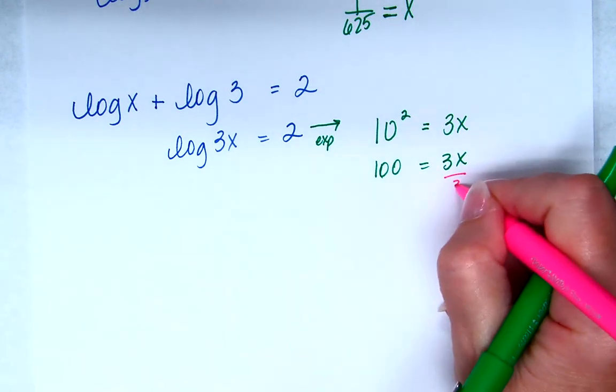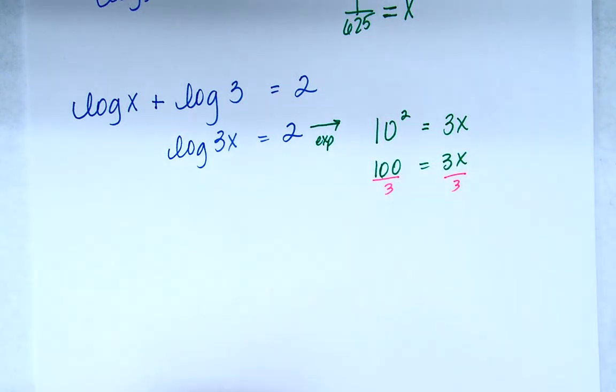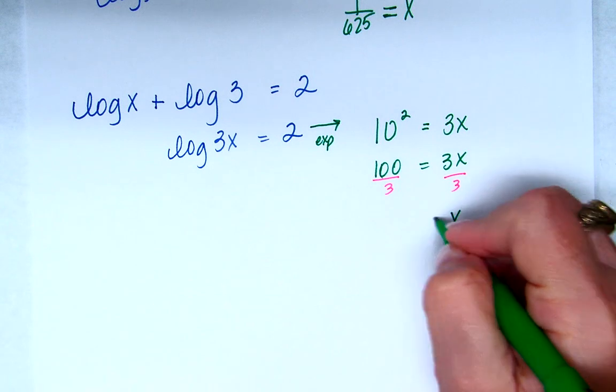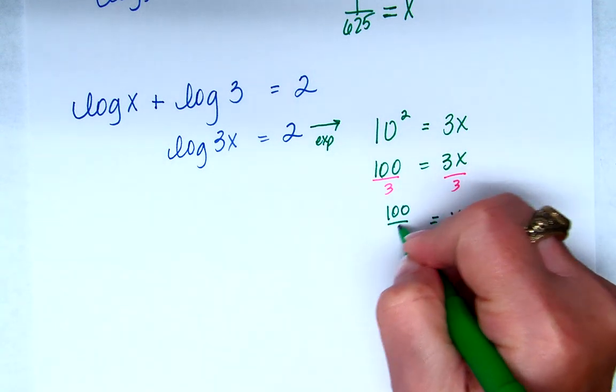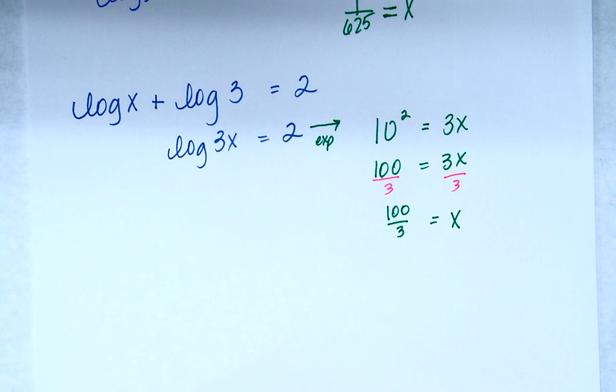So divide both sides by 3. So what does x equal? Don't make it too difficult. 100 over 3. Any questions about that? Okay, let's try another one then.